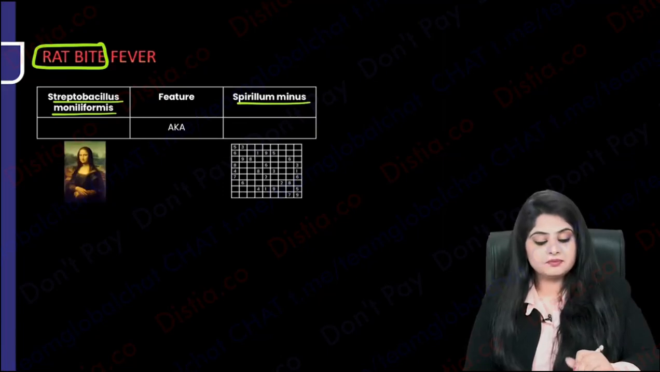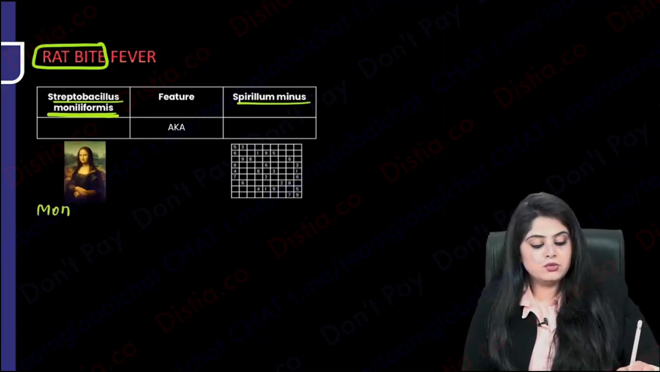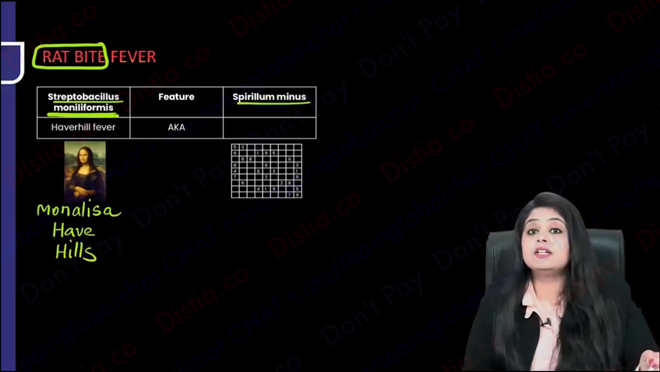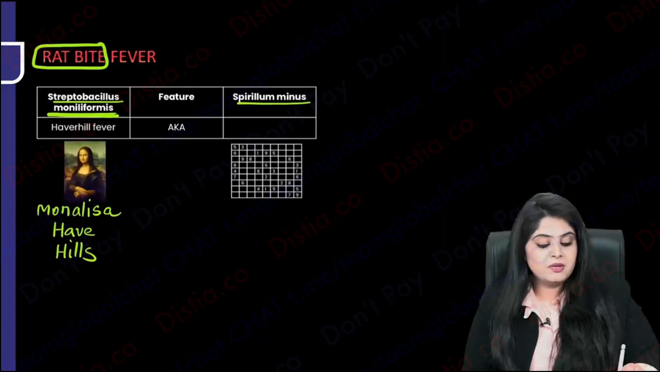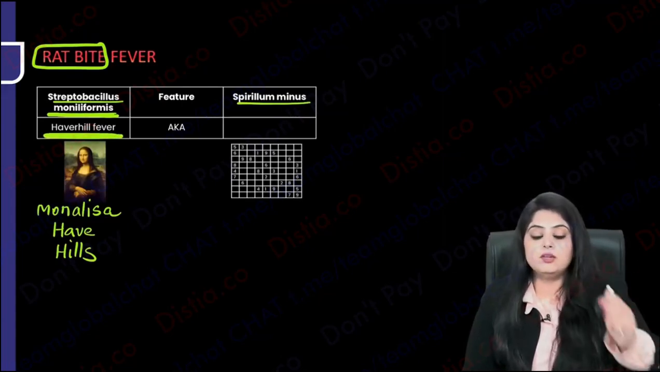So you will ask, what are the diseases that it causes? Moniliformis sounds like Mona Lisa. Mona Lisa wants to go on a trip to the hills, have her Haverhill fever. So remember, Haverhill fever is caused by moniliformis. So Mona Lisa going to the hills.